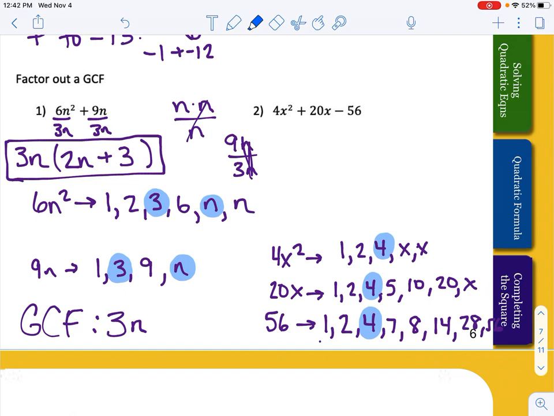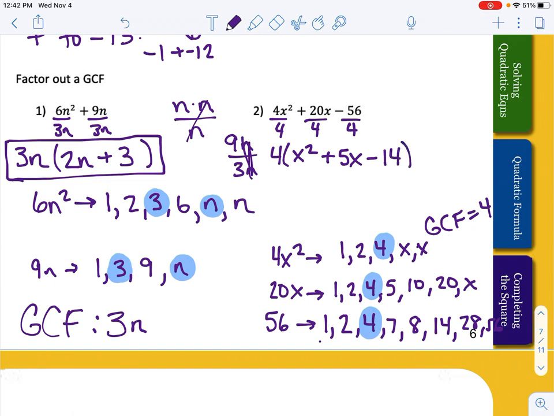So we can factor out a 4. And then we can't factor out any x's because this last 56 does not have an x term. So the only thing, our greatest common factor here, that we can factor out is 4. So pull that out front. Divide each term by 4. So we are left with x squared plus 5x minus 14.